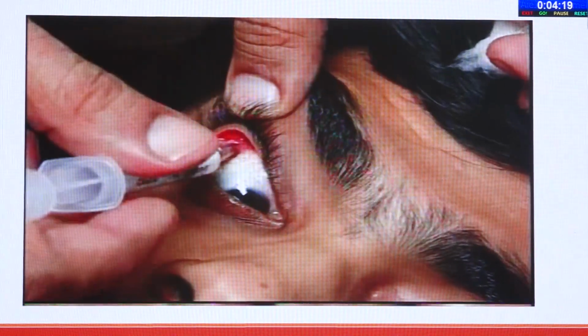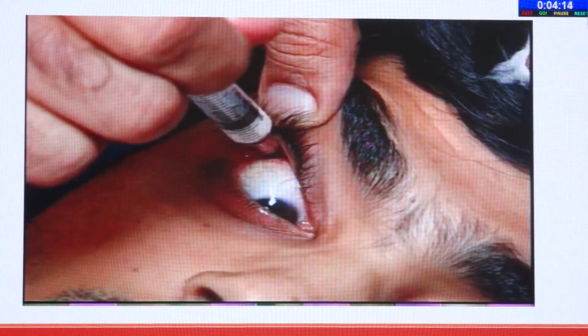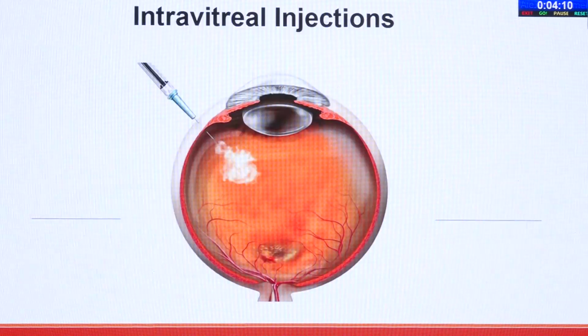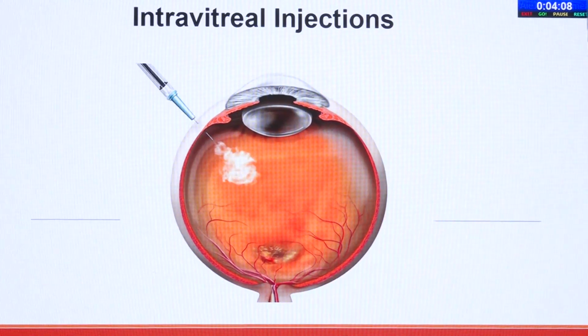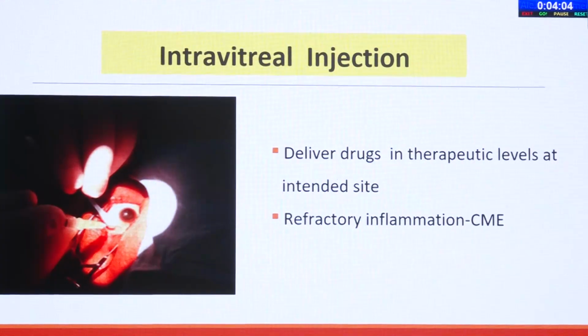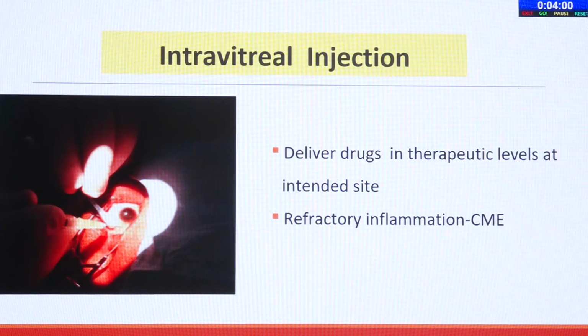These are simple injections, and once you give it and see someone giving it, you can see that I stopped at 0.5 ml. And then intravitreal injections have come a long way, and there are several intravitreal injections given. They deliver the drug in therapeutic levels at the intended site. For refractory inflammation like cystoid macular edema, you can give intravitreal triamcinolone or an intravitreal biodegradable dexamethasone implant.